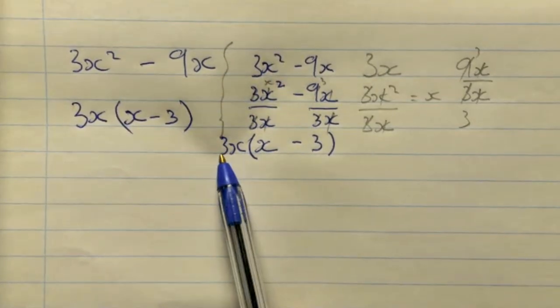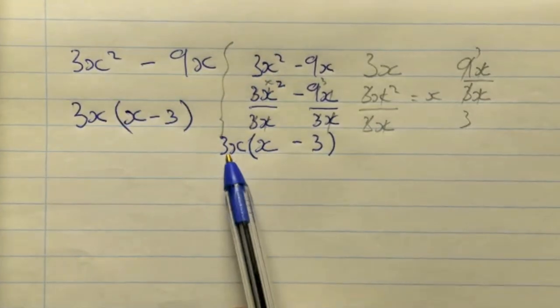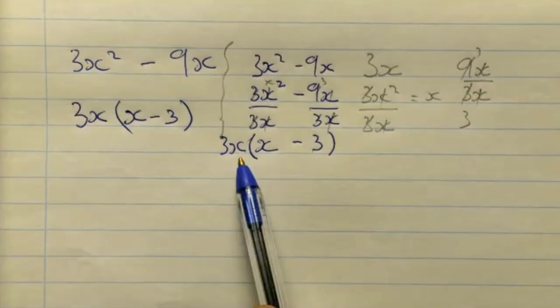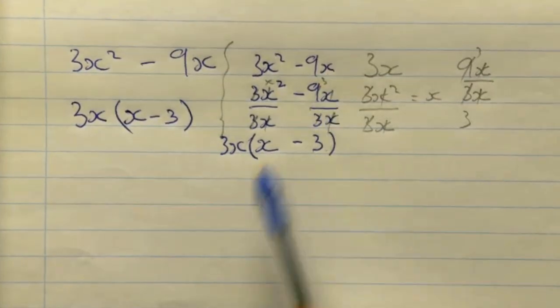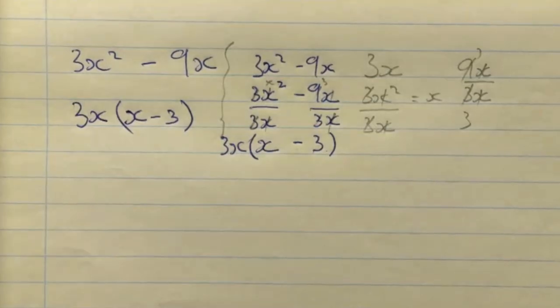Then you can say 3 times the invisible one, 3. X times x, x squared. 3 times 3, 9. X times the invisible one, x. Positive times negative, negative. Then you'll be okay. All right, remember? Otherwise, I'm happy with this one.